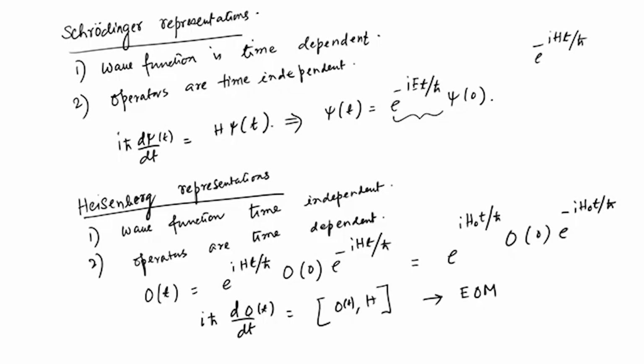Now, in case an operator does not depend upon time, or say for example, some operator that commutes with the Hamiltonian for all t, then of course, O is a constant of motion. Okay. So, let us talk about the interaction representation.